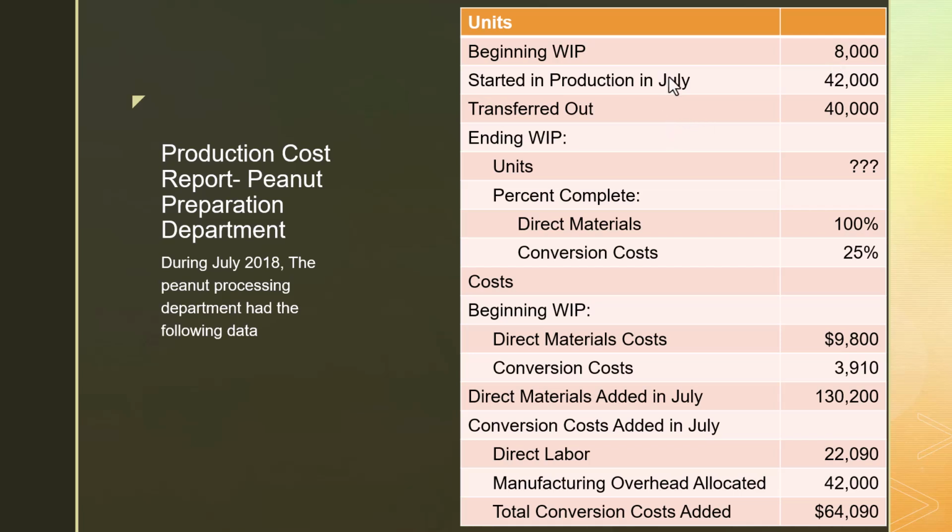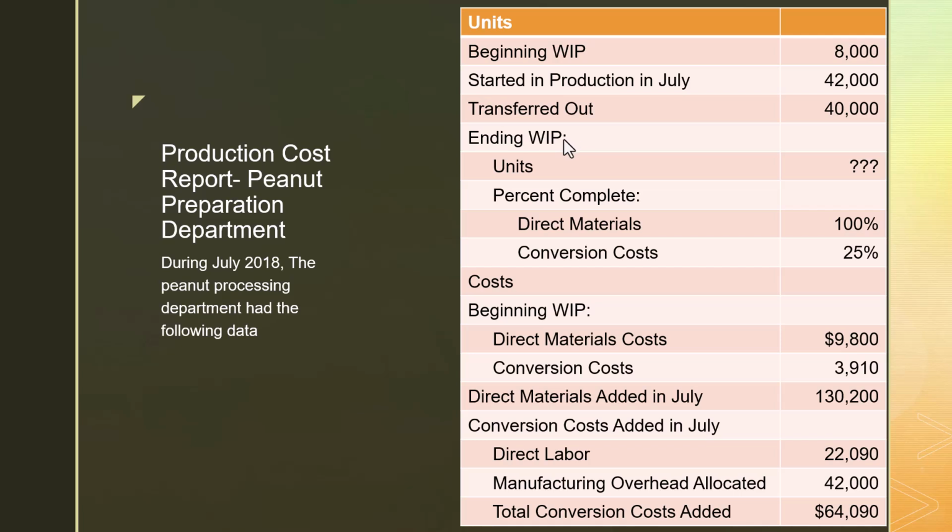During this month, they started another 42,000 cases worth of peanuts in production. And during the month, they transferred out 40,000 cases worth of peanuts to the next phase of production. So they fully prepared the peanuts, they shelled them, they roasted them, all of that stuff, and sent them off to the next phase in production that'll turn them into actual jars of peanut butter. For ending WIP, we'll figure out the number of units shortly when we get to the actual PCR.